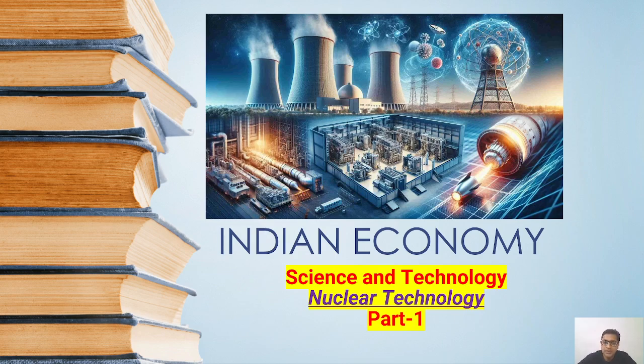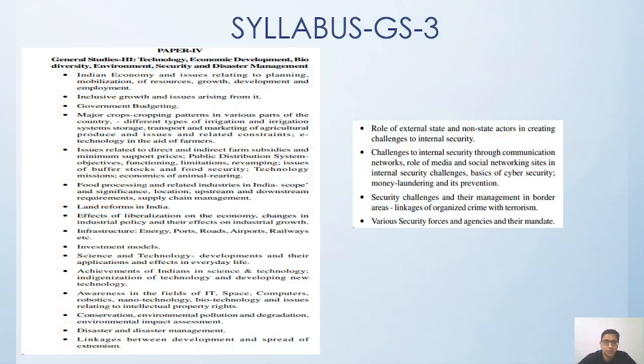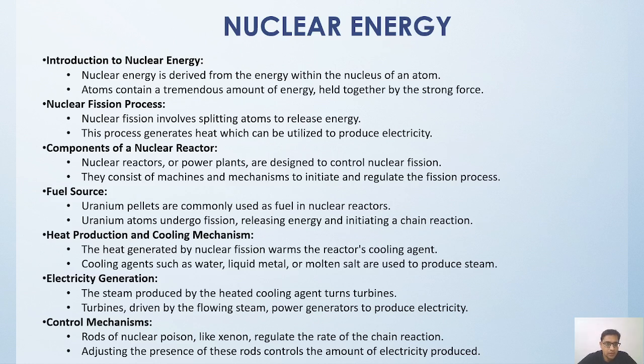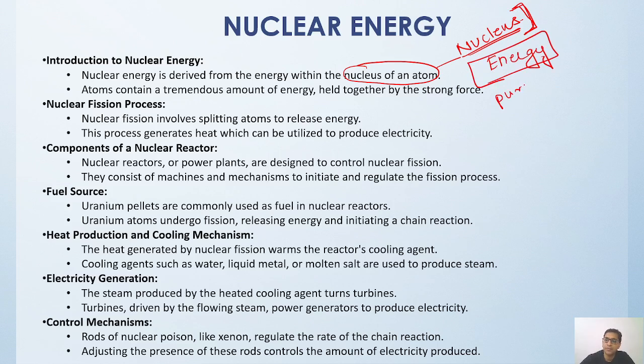Okay, so let's start with our topic. This is Indian economy, science and technology, and we will be discussing nuclear technology part 1. First of all, today we will be focusing on the meaning of nuclear energy. Nuclear energy is derived from the nucleus of an atom. Whenever an atom breaks into smaller atoms, it produces energy, and this energy we utilize for a variety of purposes.